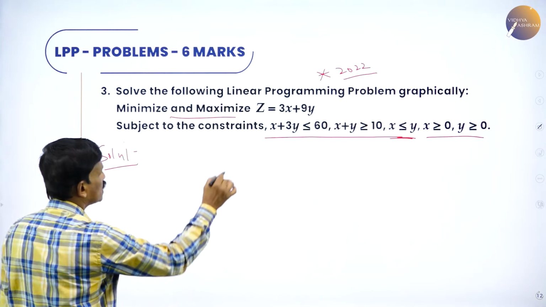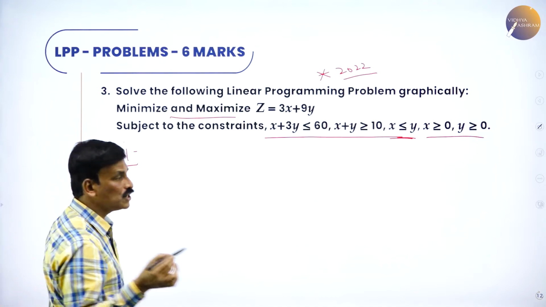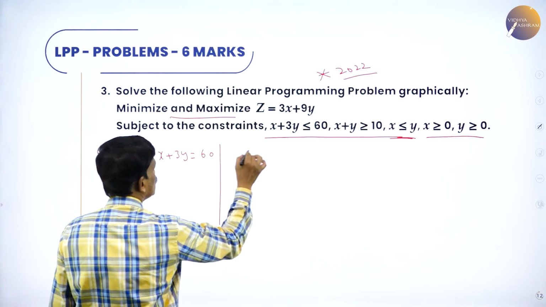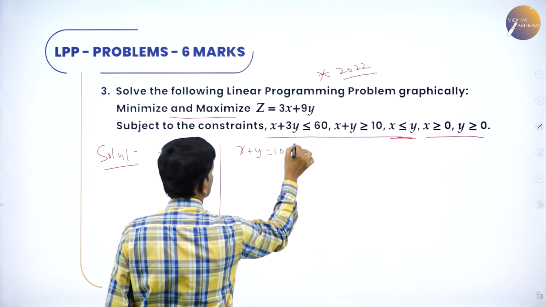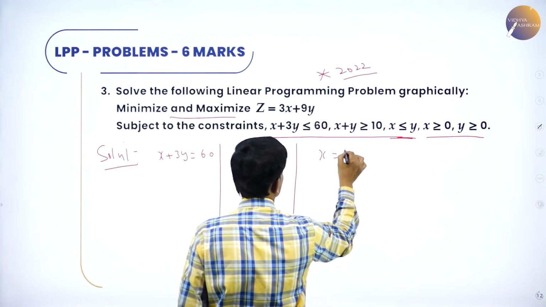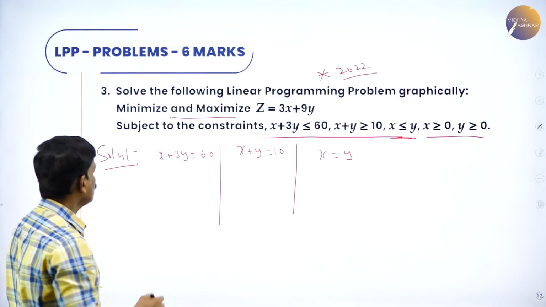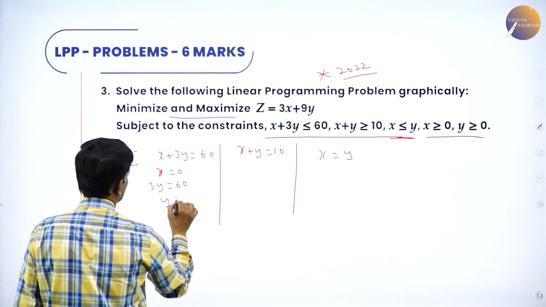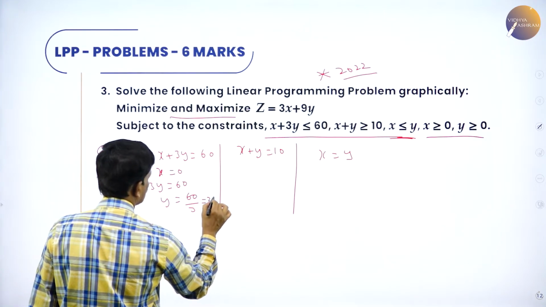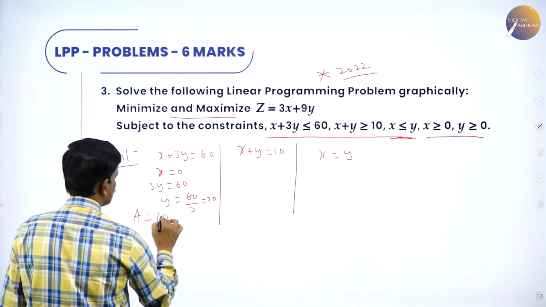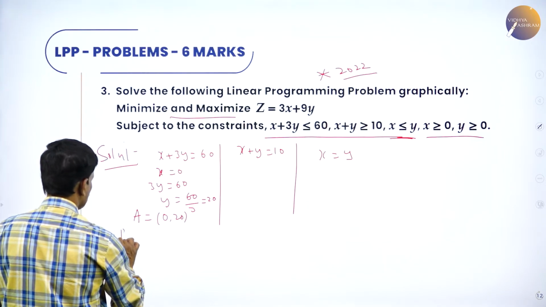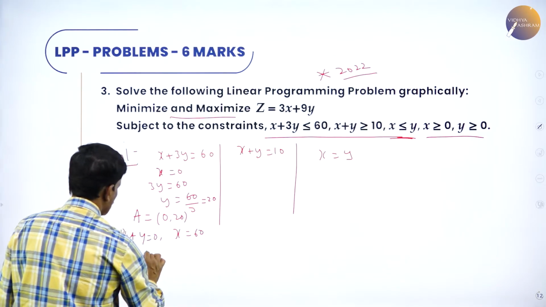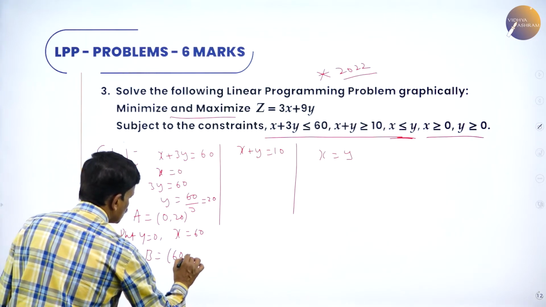Now first, let us convert the inequalities into equalities, that is x plus 3y is equal to 60. Then the second equation, x plus y is equal to 10, and the third equation, x is equal to y. Right. Now put x is equal to 0. Then 3y is equal to 60, y is equal to 60 by 3, which is 20. Therefore, the first point A is (0, 20). Similarly, put y is equal to 0, then x is equal to 60. The point B is (60, 0).